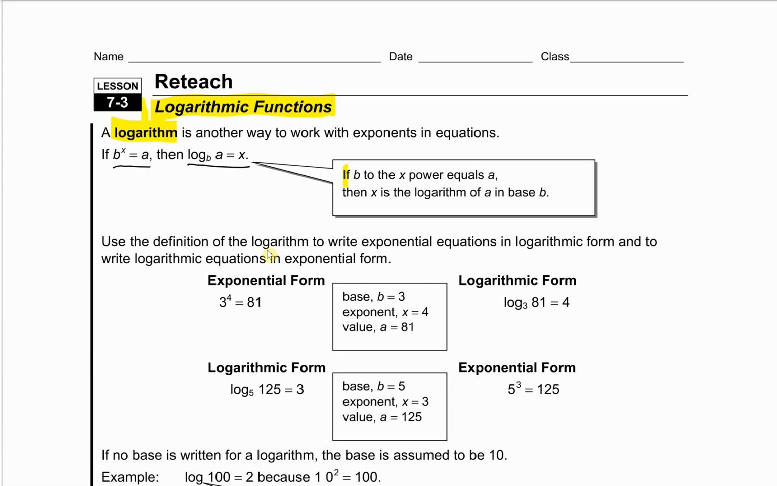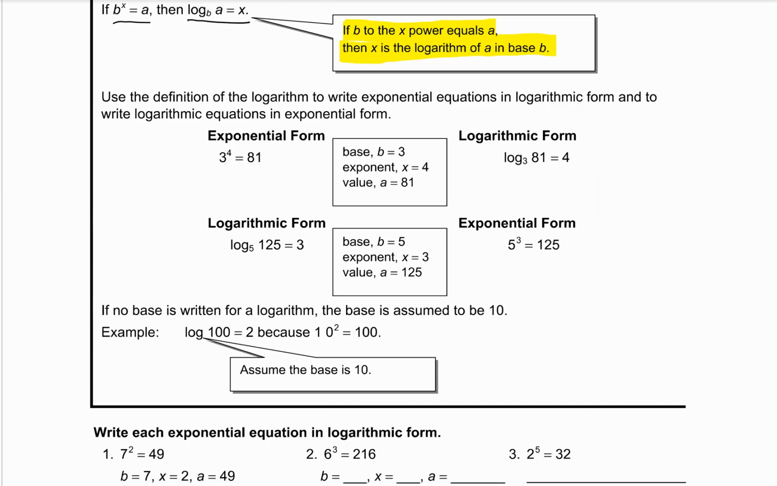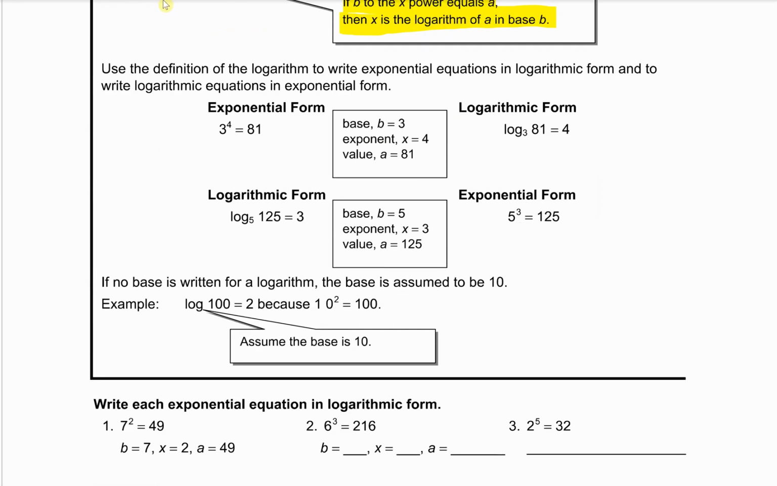So, like I said, if b to the x power equals a, then x is the logarithm of a in base b. Now, what does this actually mean? Well, these are inverses of each other. If you look at these examples, here we have 3 to the 4th equals 81. Our base is 3, our exponent is 4, and the value, or the a, is 81. So if I rewrite that, it would be log base 3 of 81 equals 4.